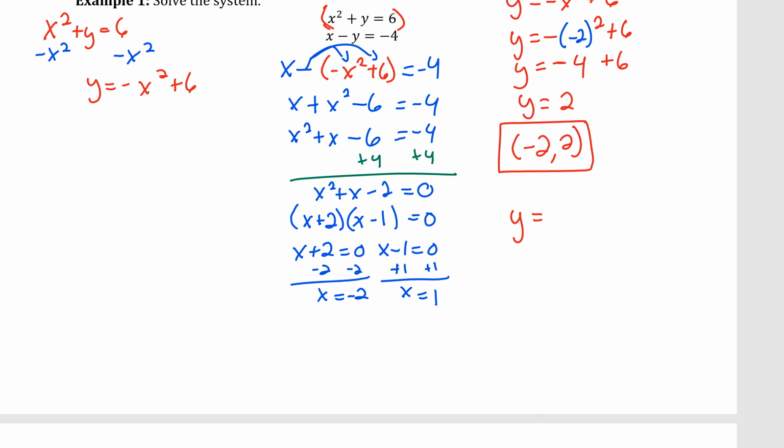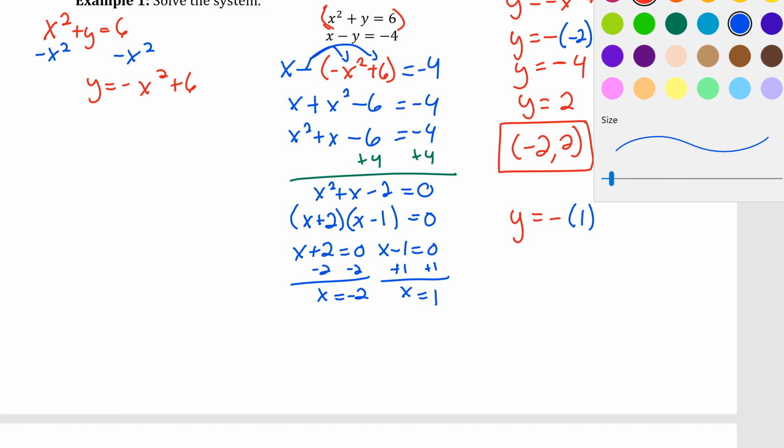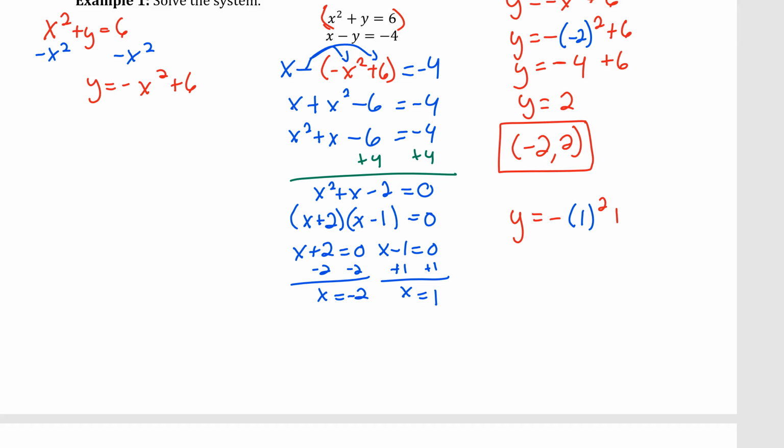So I'm going to have y is equal to a negative, and then I'm going to plug in this 1 squared plus 6. Now 1 squared is 1, so this is a negative 1 plus 6, so negative 1 plus 6 is 5. So I have the ordered pair (1, 5). This particular system of equations actually had 2 different solutions.